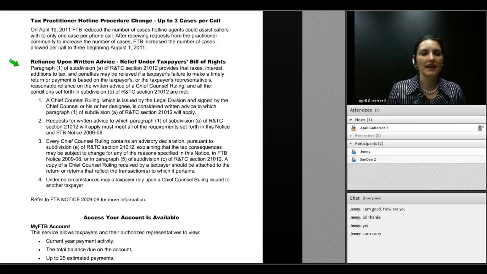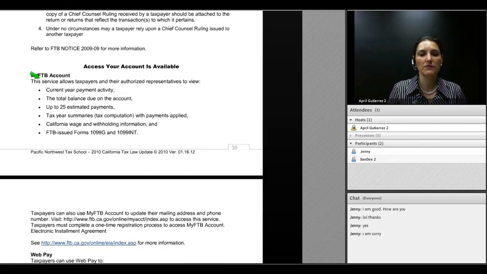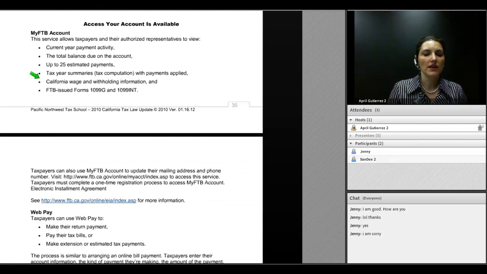And in 2010, California made a ruling about relying upon written advice and that there was relief from penalties if you relied upon written advice received from someone at the Franchise Tax Board. So this is not new, but I've just left it in here if you want to read that.